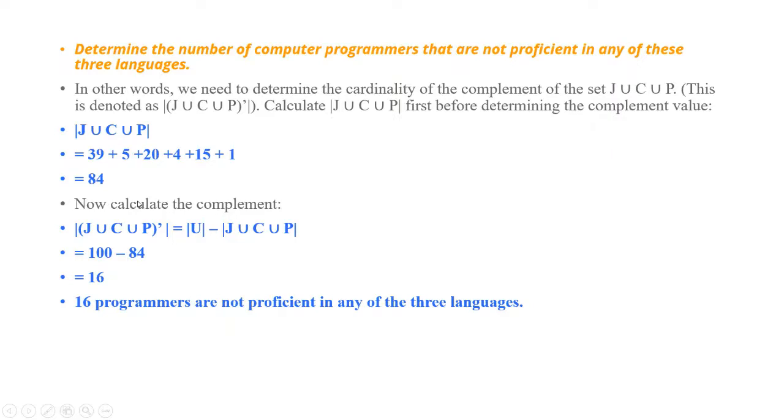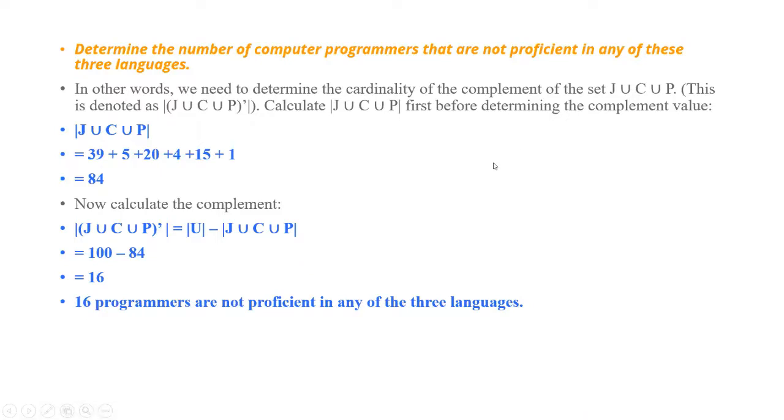Now we calculate the complement, because we have to find the outside part of the three circles. We know the rectangle is 100, so 100 minus J union C union P, that is 100 minus 84, is 16. So 16 programmers are not proficient in any of the three languages. So this is your final answer, that is 16.